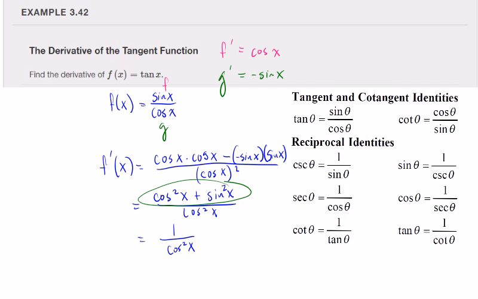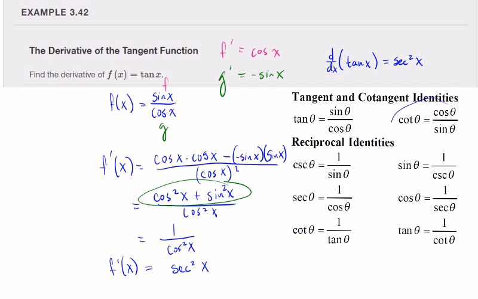And 1 over cosine is equal to secant, right? And so that means 1 over cosine squared is just equal to secant squared. All right, so what we just proved is that the derivative of tangent is secant squared, okay? So if we take d dx, the derivative of tangent, that equals secant squared. All right, so we just proved a derivative there.